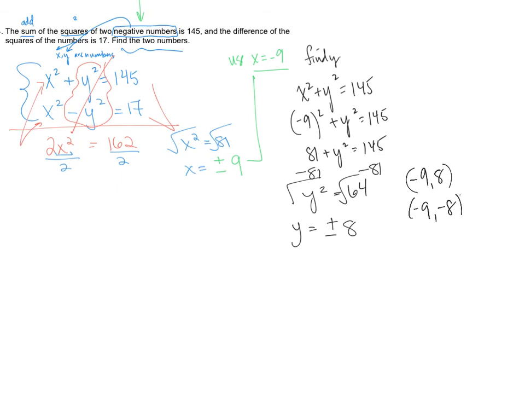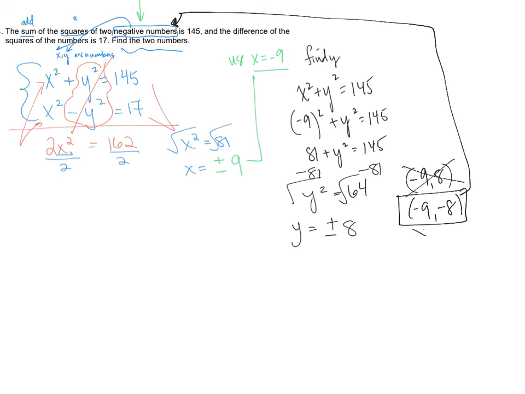Now again, I'm going back to the original word problem, and it only wanted the negative numbers, so I'm not going to use that other one. So then this is going to be my x and my y. So the numbers that it asked me for are -9 and -8. And you can double check them back in the words of the original word problem to make sure that they both work, and they do.